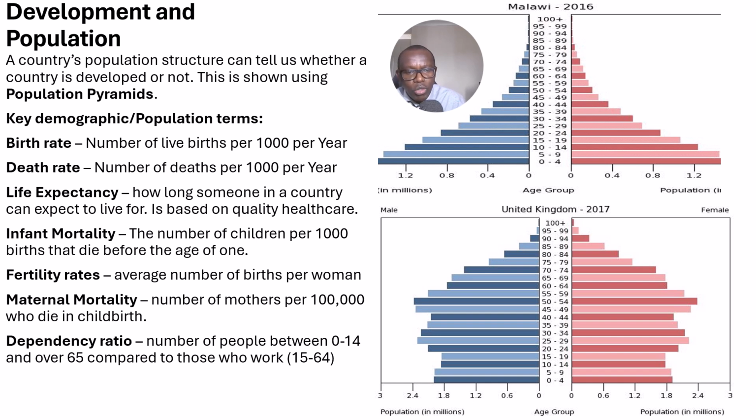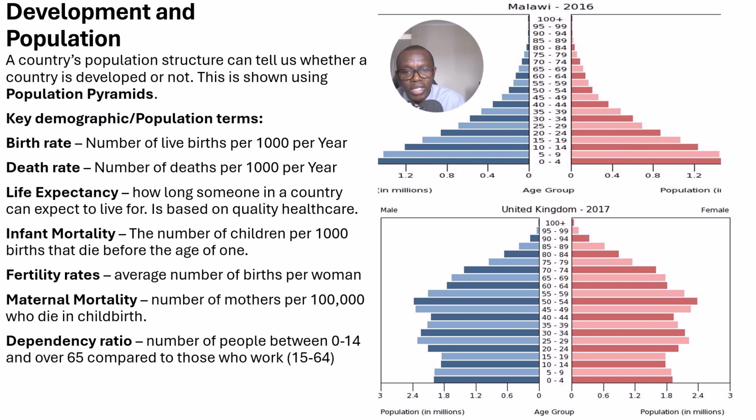Now, when talking about population in a country, there are certain terms that we need to know the meaning of. So the main terms here include birth rate, which is the number of live births per 1,000 in the population of a country per year. And then the death rate is the number of deaths per 1,000 people in a country per year. Then we also have the life expectancy, which is how long someone in a country can expect to live for.